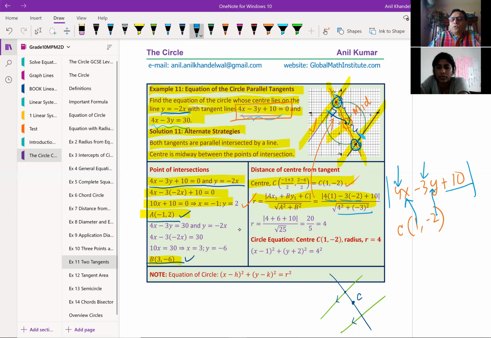So substitute those values and calculate. When you calculate, you get the value of 4.